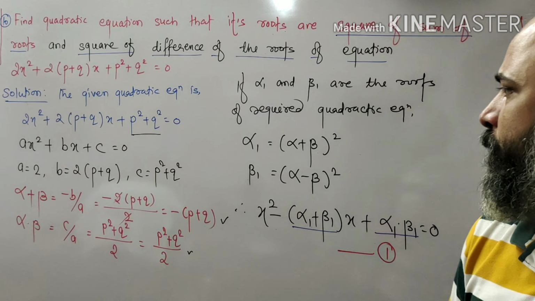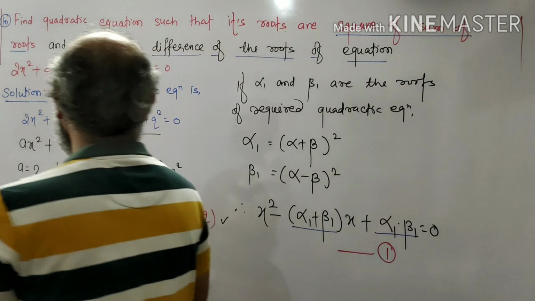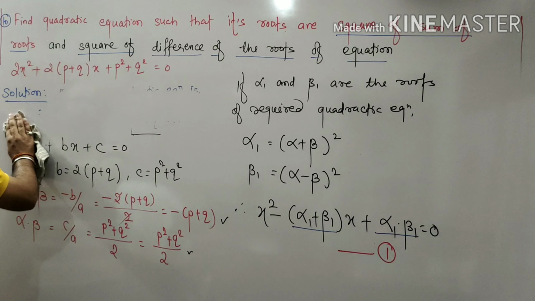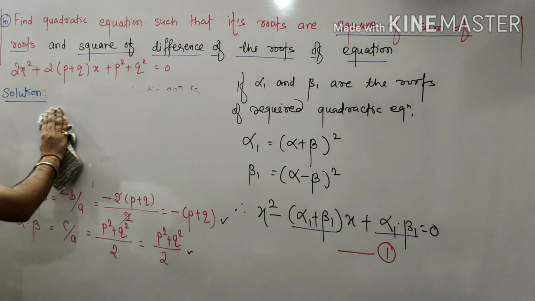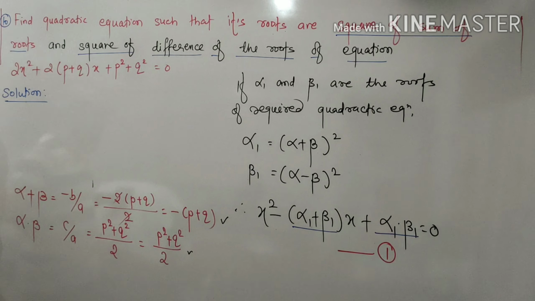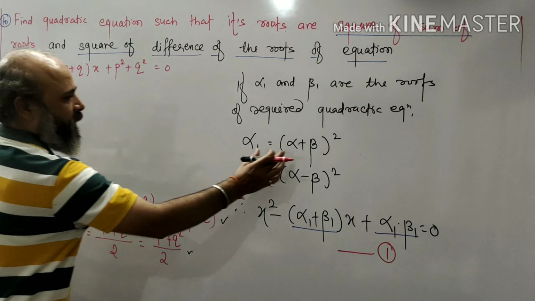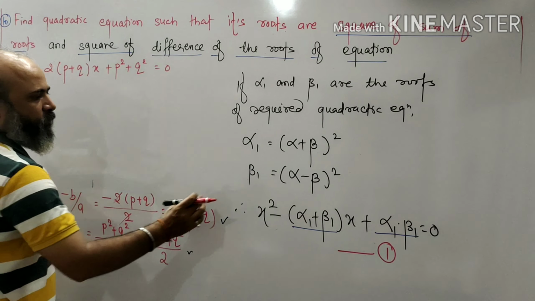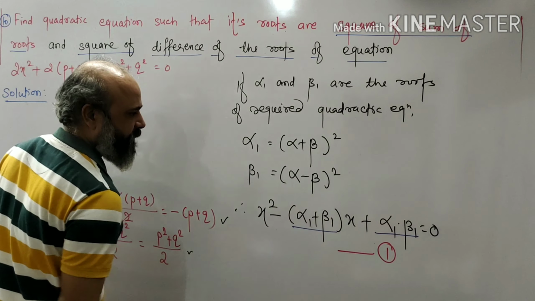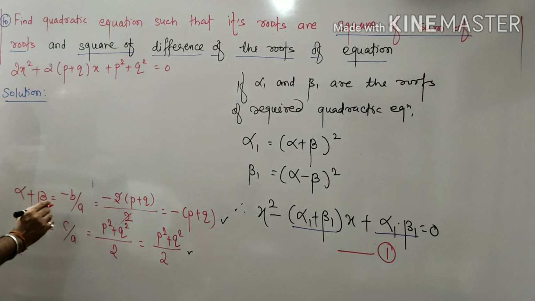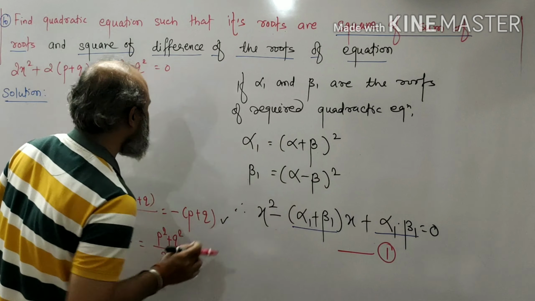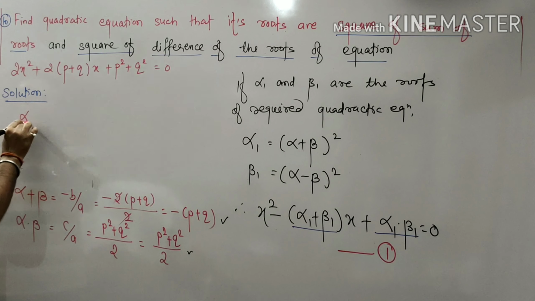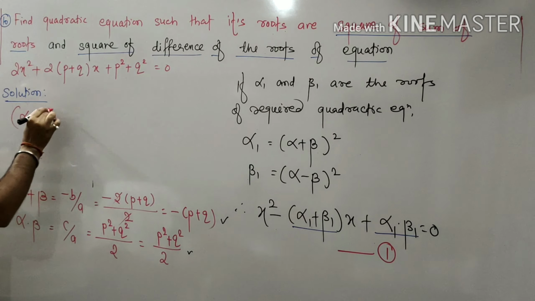Okay, student? So now student, we have to find alpha 1 plus beta 1. Student, what is alpha 1? Alpha 1 is alpha plus beta the whole square. What is beta 1? Beta 1 is alpha minus beta the whole square. So we have the value of alpha plus beta, but we do not have the value of alpha minus beta. So we will find alpha minus beta the whole square.